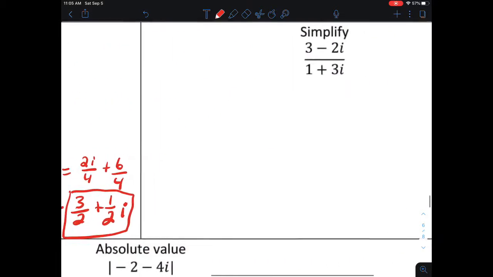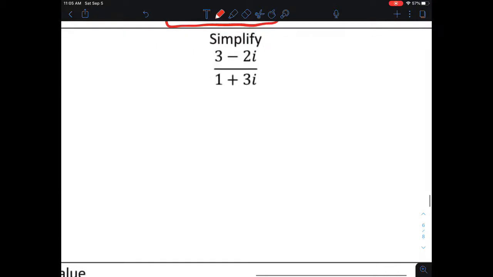And let's do one more division problem. This time, instead of a monomial complex number, we have a binomial complex number, and I want to simplify that division. So we're going to multiply by the conjugate again. This time the conjugate would be 1 minus 3i that we're going to times to both the bottom and the top. And then we're going to multiply this together.